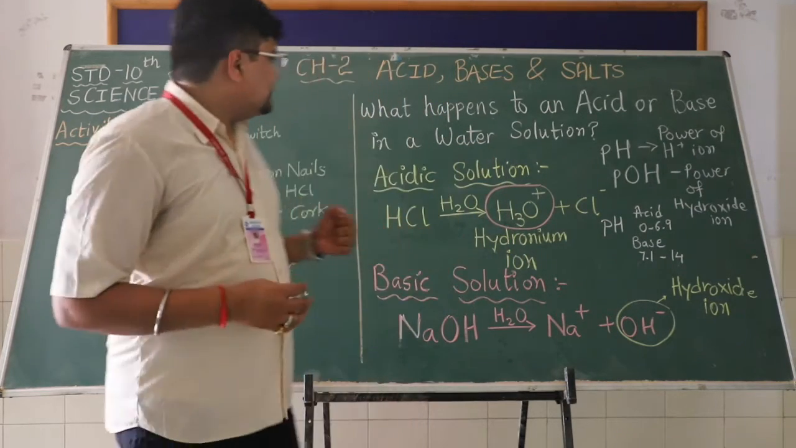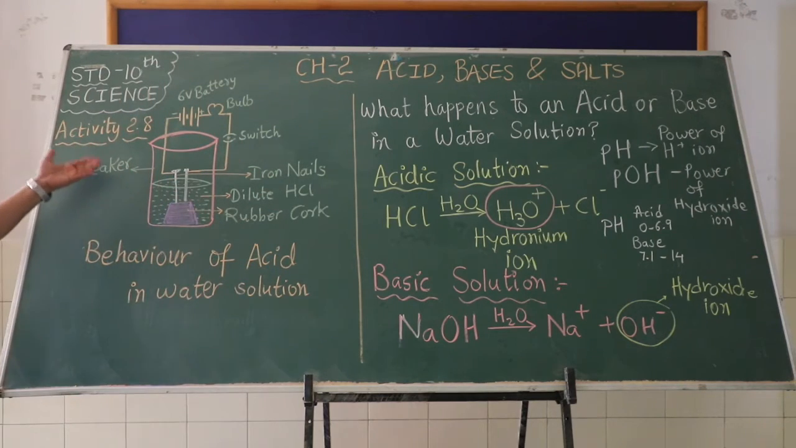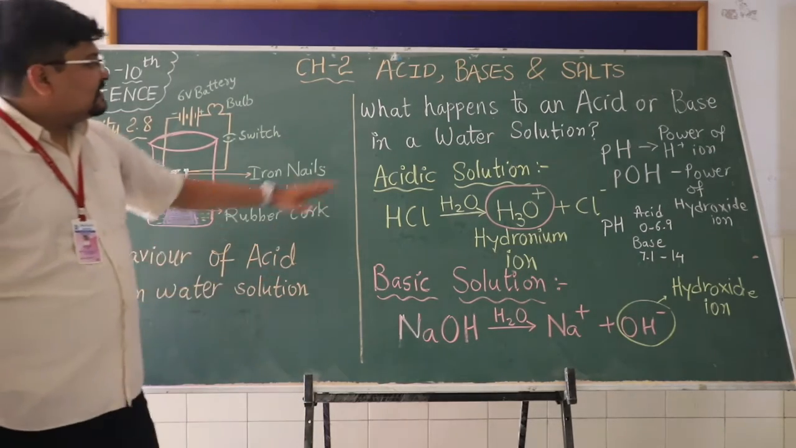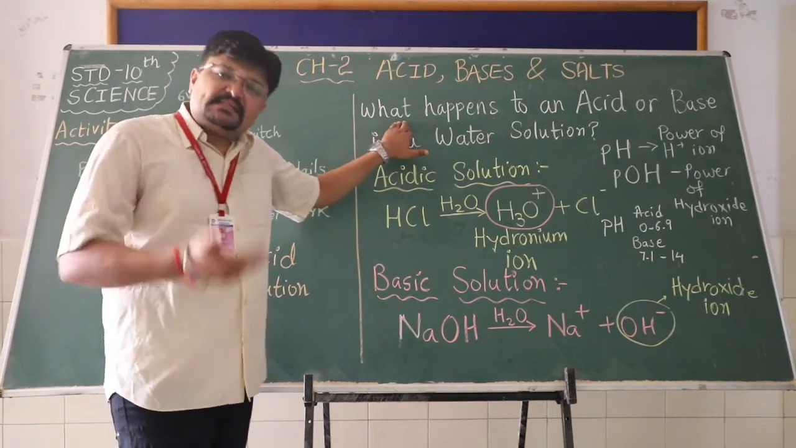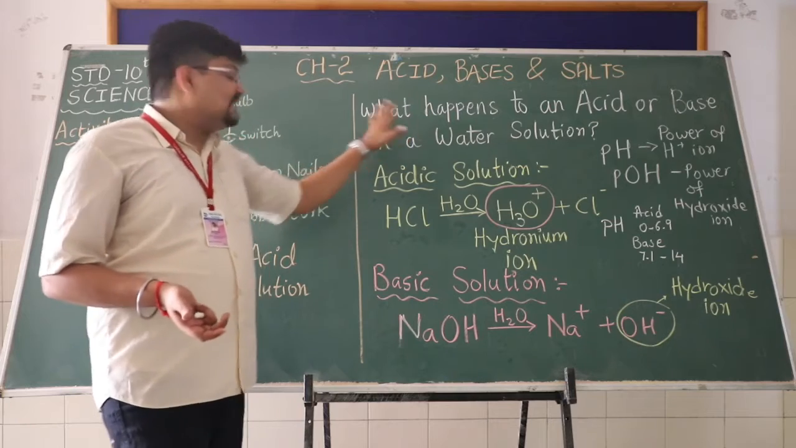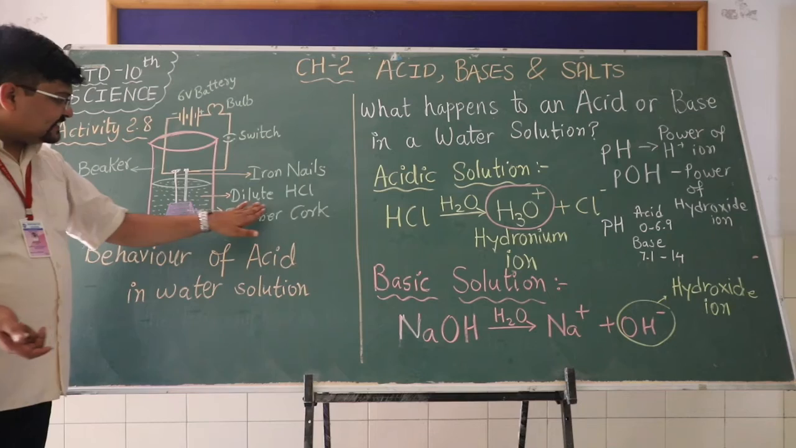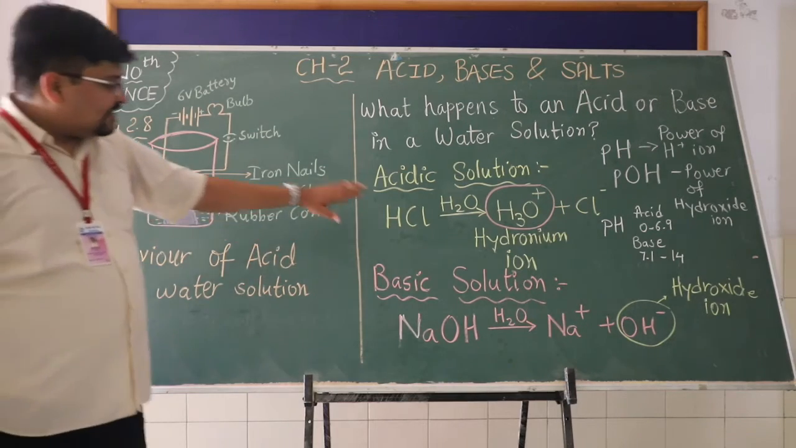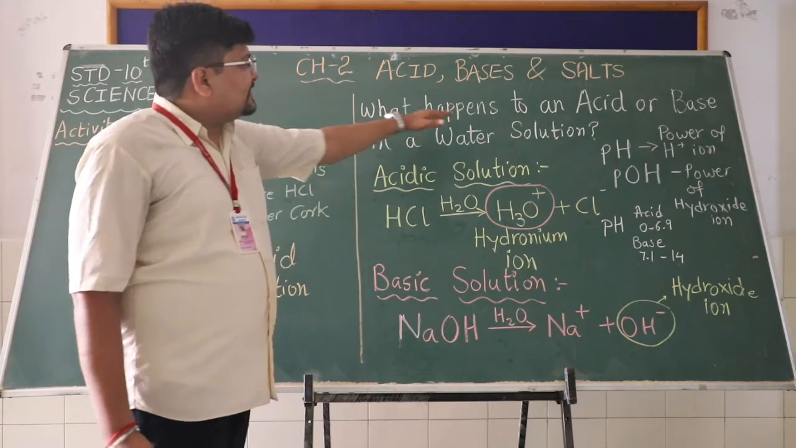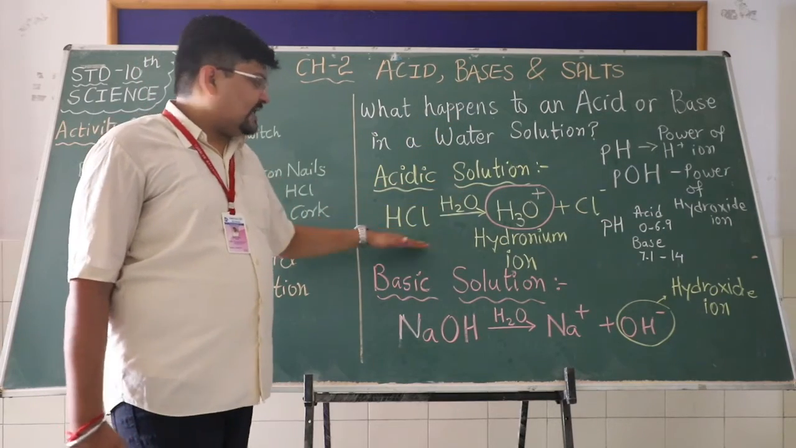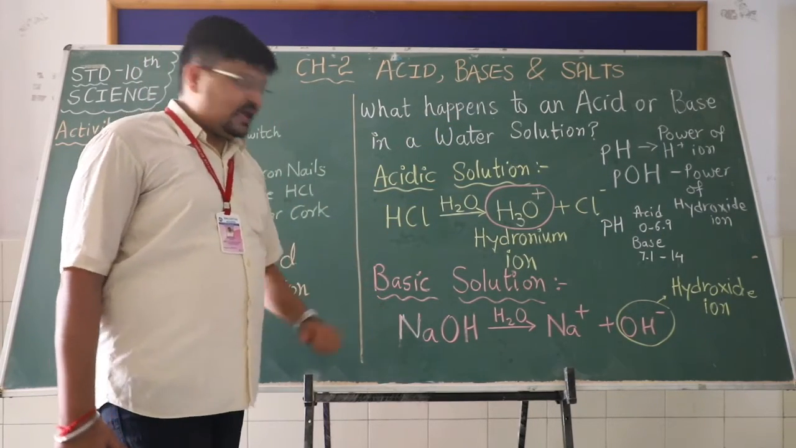So I have discussed with you activity 2.8, which shows the behavior of an acid in water solution. Then we described what happens inside it and why it happens, so why electricity is conducted here, due to the presence of H plus ions inside the acidic solution of HCl. That is what I have described over here: what happens to an acid or base in a water solution, with an acidic solution example and a basic solution example.